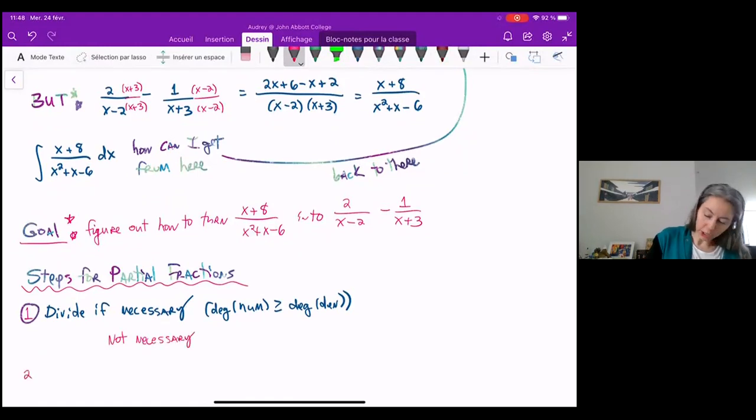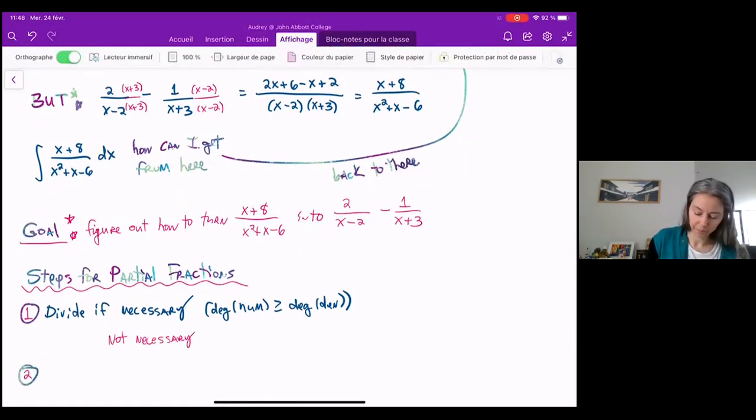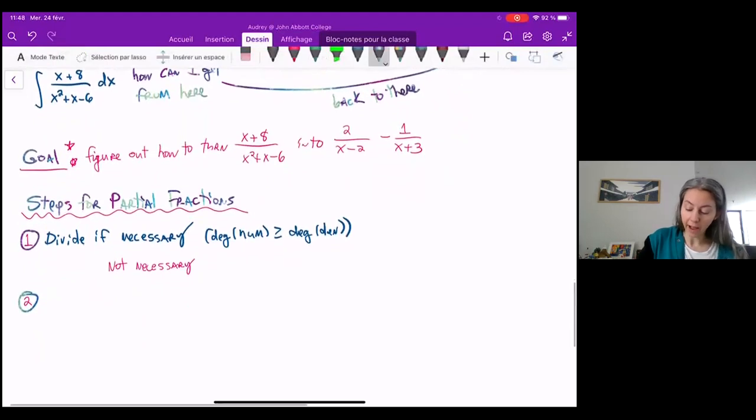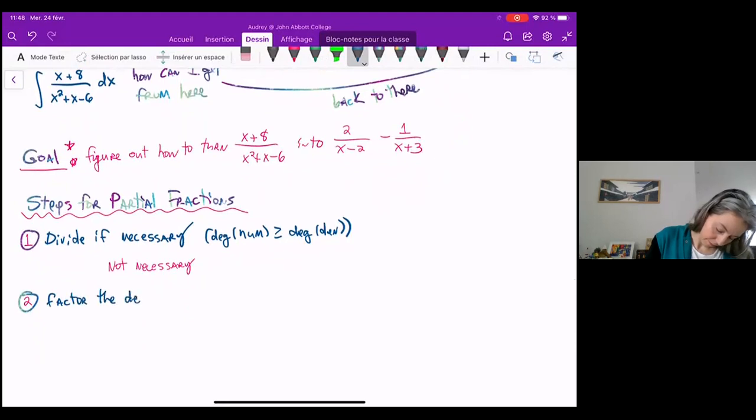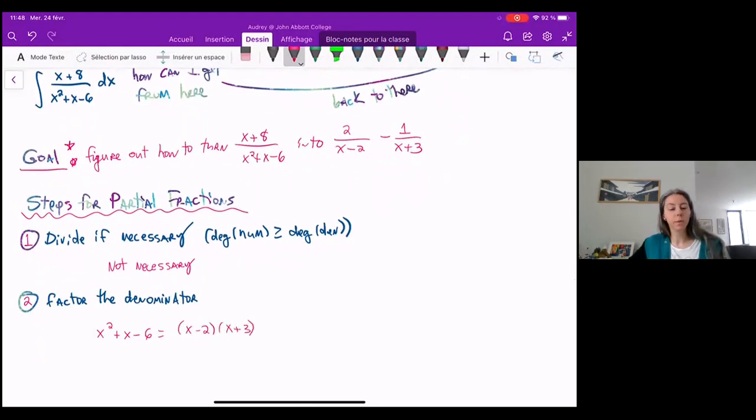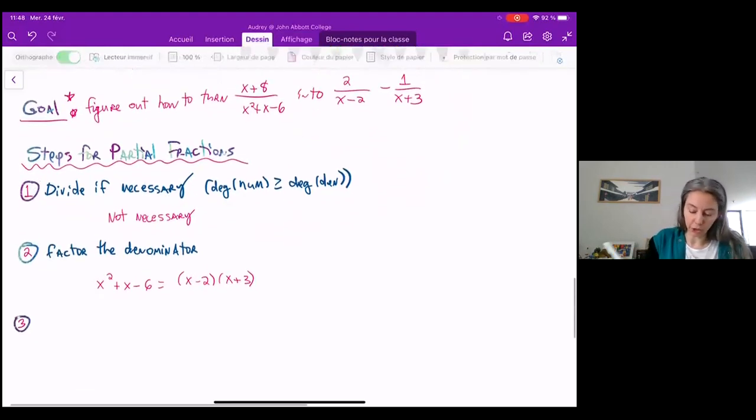Now the second thing we're going to do is factor the denominator. In this case, we have x squared plus x minus 6, and I know that equals x minus 2 times x plus 3, two numbers that multiply to give me negative 6 and add to give me a positive 1. Then my third step is to create what's called a partial fractions decomposition.